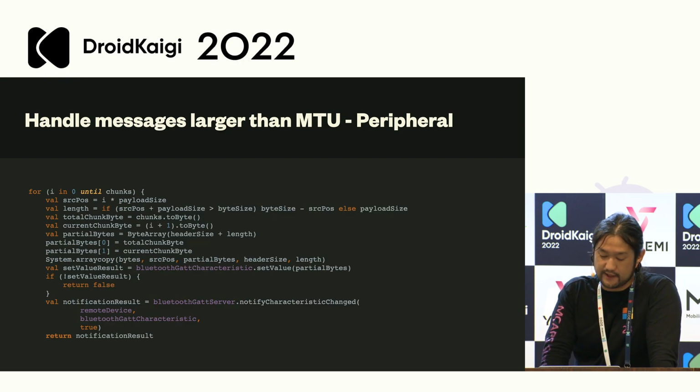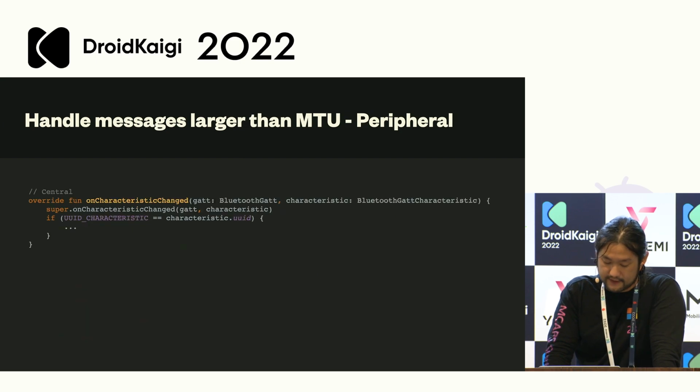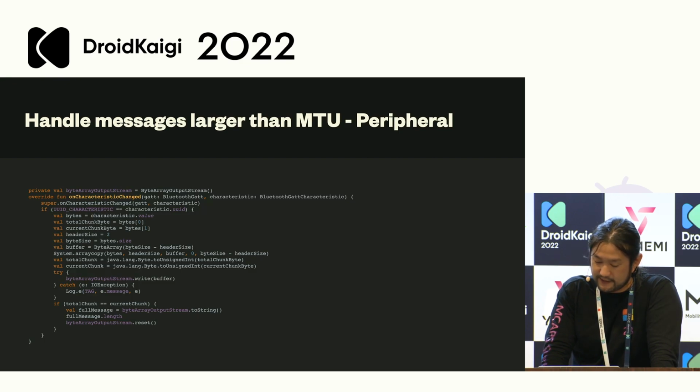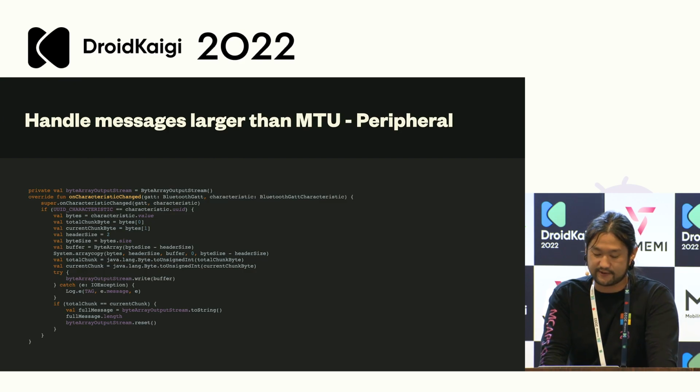Once the message is divided into chunks, the peripheral tries to update the characteristics with each chunk value and notify it one by one. This is the Central's code that receives the notification. For the chunk, remove the first 2 bytes, which are the header of the chunk. Then keep storing the payload part to a byte array so that we can concatenate it at last. If the chunk number and current index match, it's time to combine everything together.